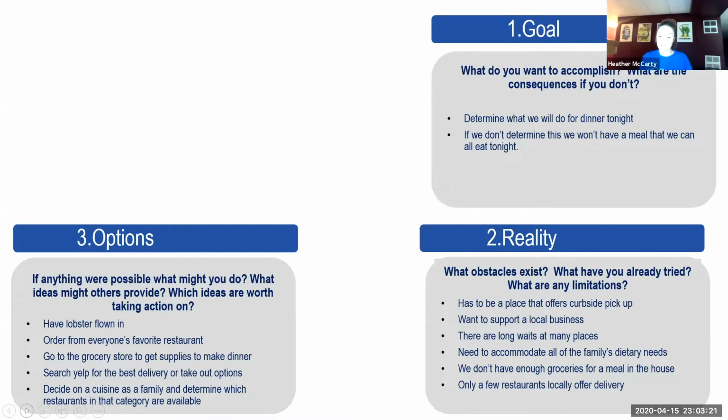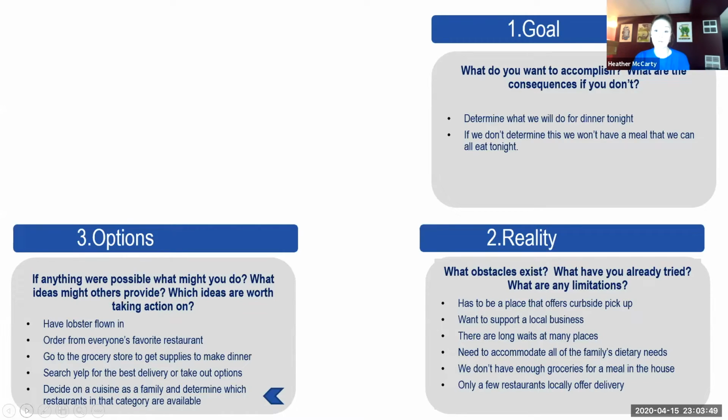Now, as we finish up the options phase, one of the things that we need to do is ask ourselves, which of these do we feel committed to taking action on? As I thought through this, with the example of my family here, what we decided is actually this last one: we would first determine the cuisine, and from there find a place that would be able to deliver or offer curbside pickup.